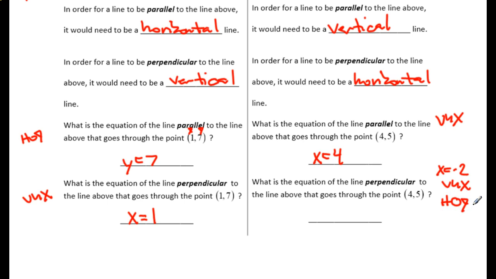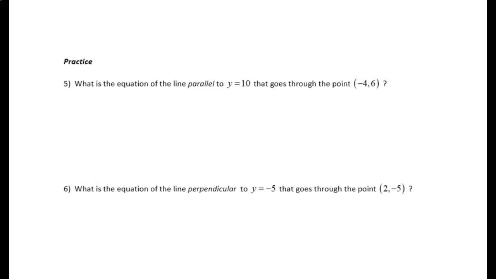It's opposite, right? So now my equation is not x equals. Now it turns to y equals. And what does y equal? 5. Alright, so that's how you can use your Hoi Vux to help you. Still the same idea. Same slope, same line, opposite slope, opposite line. Okay? Alright, let's go to the last bit of practice here.